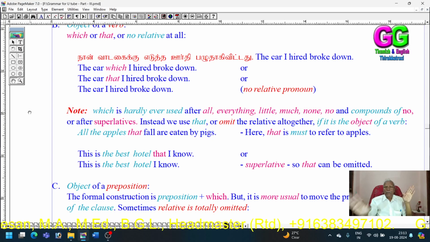So, as a subject, both which and that can be used, but which is more formal and that is informal, and also without which and that, defining relative clauses can be used to refer to things.